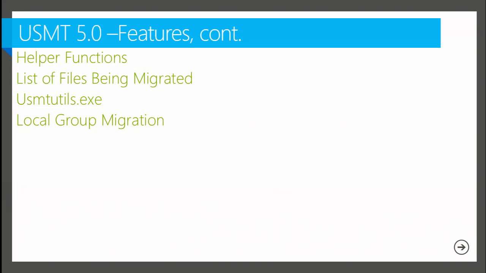All right, of course, you still have the helper objects. You can do the estimation. You can also list files being migrated without doing a full backup. You can run in a test mode. I'll show you the USMT utils command, and USMT can also do a local group migration.